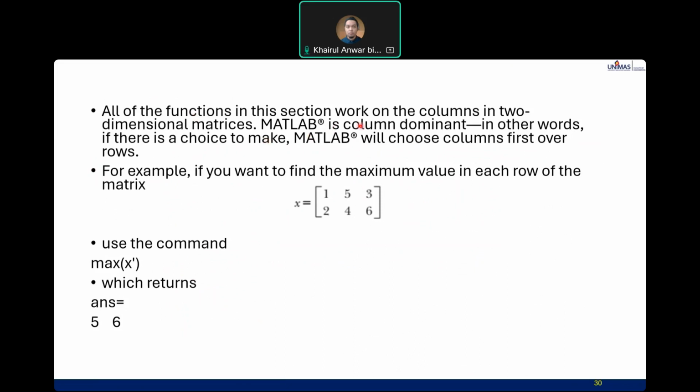All the functions in this section work on the columns in two-dimensional matrices. MATLAB is column dominant. In other words, there is a choice to make: MATLAB will choose column first over row. Column is like this, vertical. For example, if you want to find the maximum value in each row of the matrix, you need to transpose it, because MATLAB prefers column over row. So you need to transpose X, which returns 5 and 6.